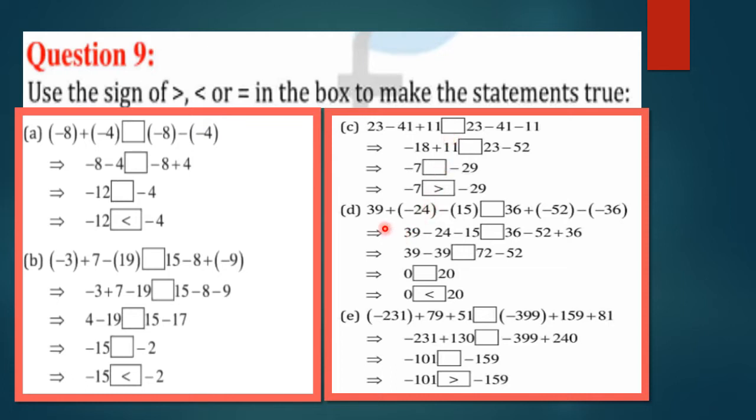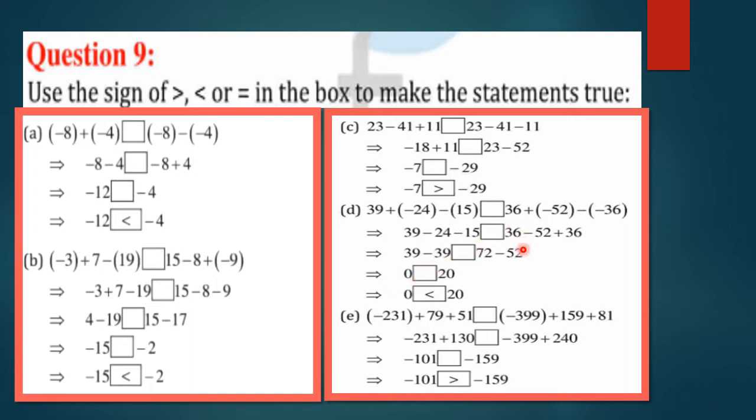Same way D, 39 plus minus 24 minus in bracket 15. 36 plus in bracket minus 52 minus minus 36. So 39 plus minus minus 24 minus plus minus 15. Now this is 39 minus 24 and minus 15, both are minus, we have to add and put minus sign. So 24 plus 15, 39 and minus sign. So 39 minus 39 becomes 0.